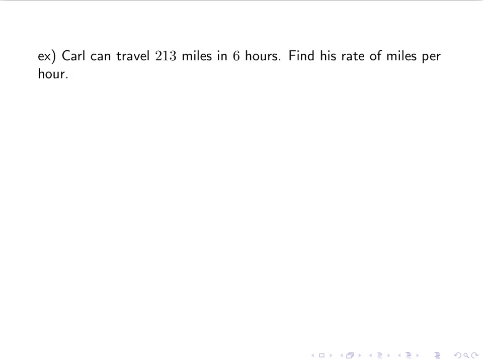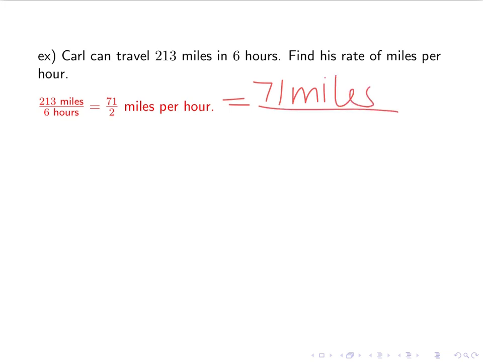So let's try another one. Carl can travel 213 miles in 6 hours. Find his rate of miles per hour. So again, we'll put the miles on top, the hours on the bottom. And then if I simplify the fraction, I get 71 over 2 miles per hour. But notice this is the same thing as 71 miles per 2 hours. But if you ask someone how fast are you going and they say 71 miles per 2 hours, you'd probably look at them a little funny.